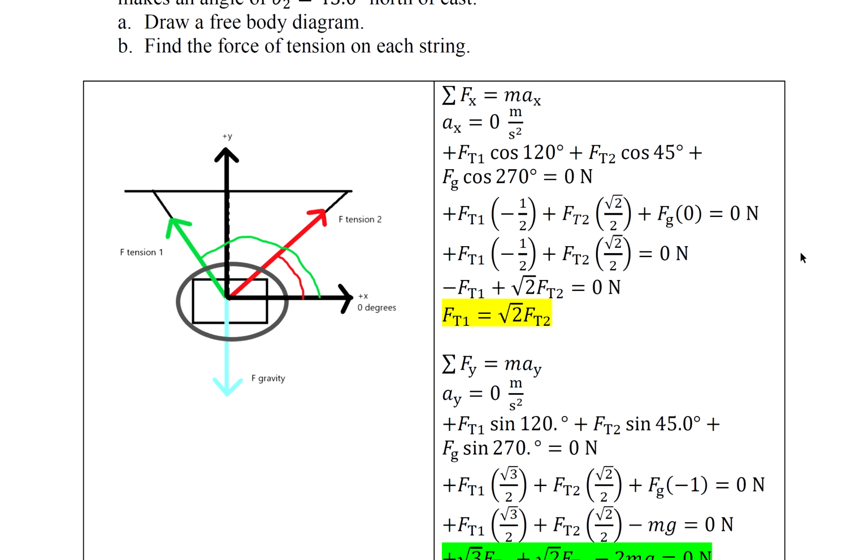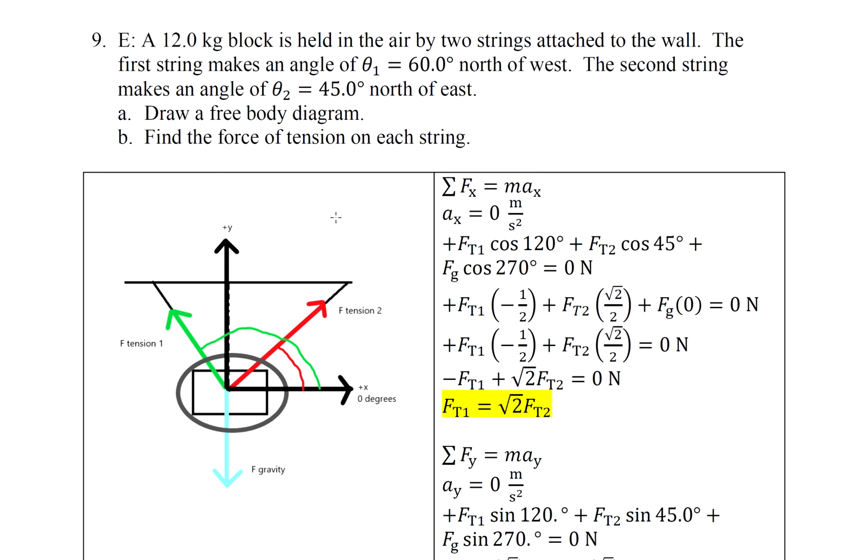So, if going east is 0 degrees, and going clockwise is plus theta, counterclockwise, then force tension 2 is going to be 60 degrees. Force tension 2 is going to be 45 degrees, and force tension 1 is going to be 90 plus 30 degrees, 120 degrees.